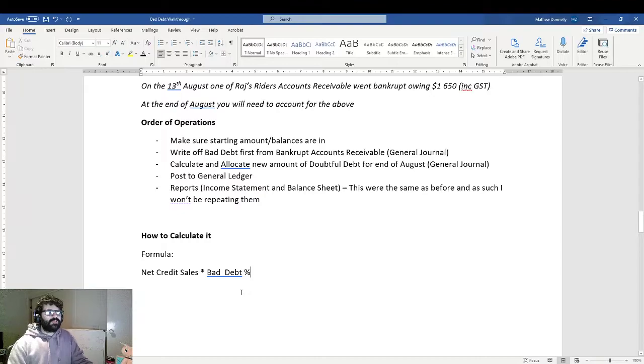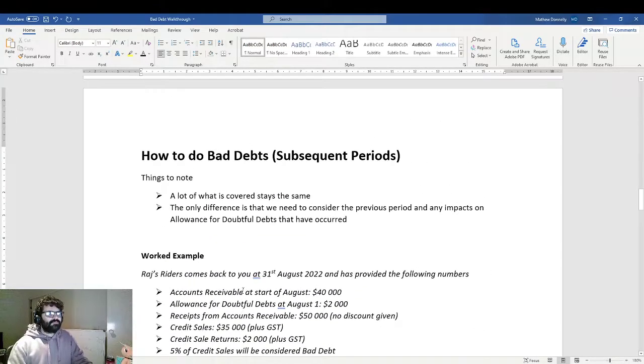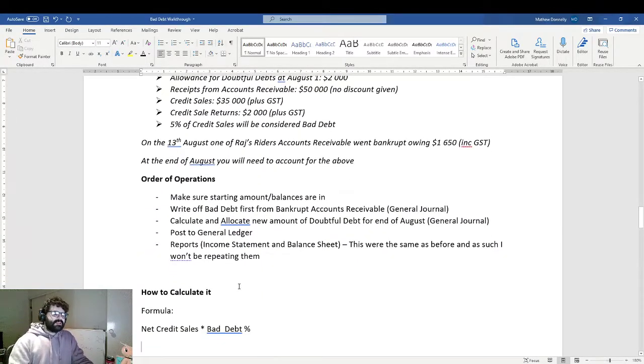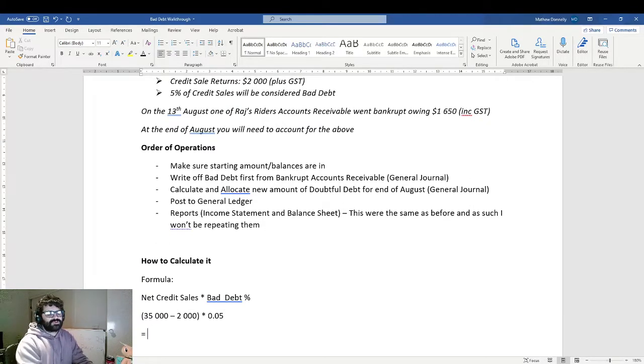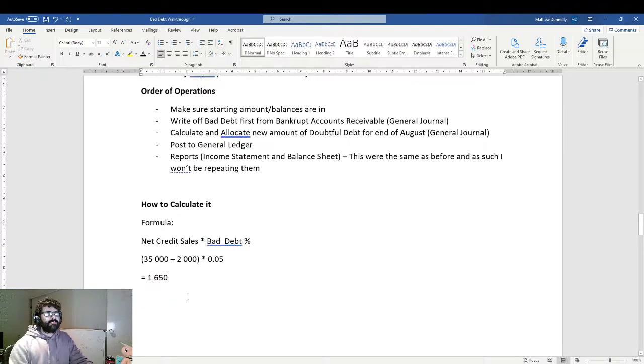But we need to calculate the amount of bad debt to begin with. So again, it's 35,000 minus 2,000, multiplied by 0.05, and that should give us 33,000 multiplied by 0.05, and that'll give us a bad debt expense of 1,650. So that's what our allowance needs to be.